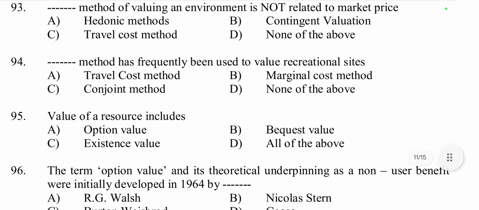Then question number 94, which method has frequently been used to value recreational sites? Travel cost method, marginal cost method or contingent valuation method? This concept is related with travel cost method. Travel cost method has frequently been used to value recreational sites. Travel cost method uses the expenses incurred by visitors for travel, time, etc. to estimate the value of recreational sites like parks and lakes.